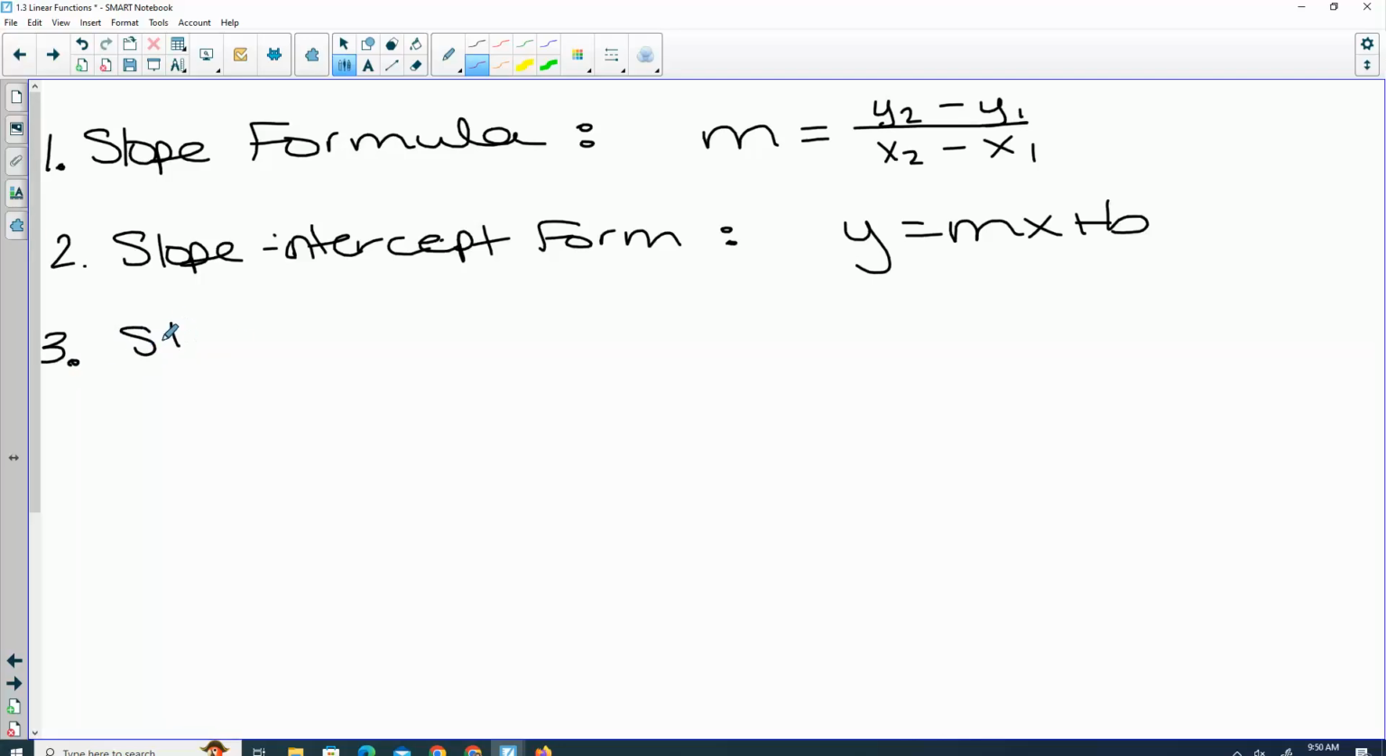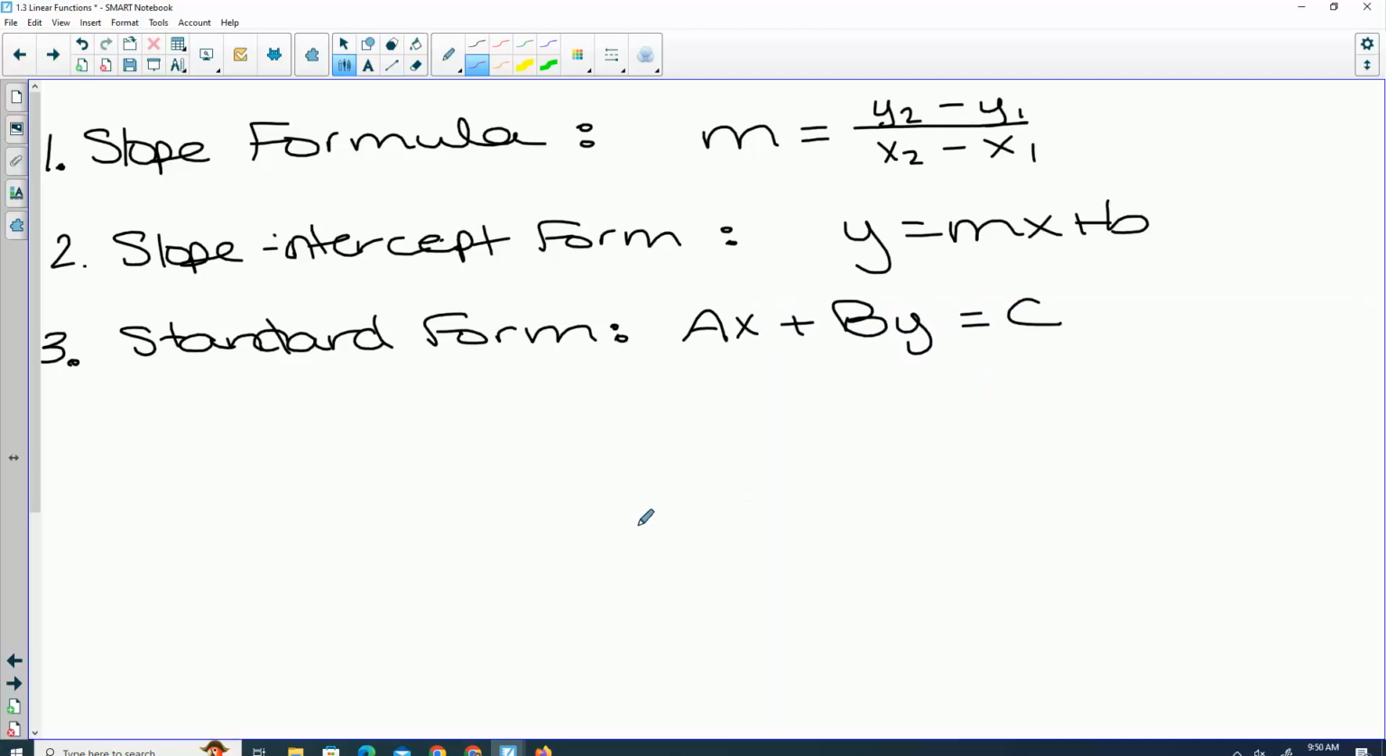I'm going to ask you for standard form. All three of these were on your last quiz. Standard form, we maybe don't talk about it as much, but we see things written in standard form a lot and we have to change them. Standard form is ax plus by equals c. So whenever something's written like that, we have to change it around.